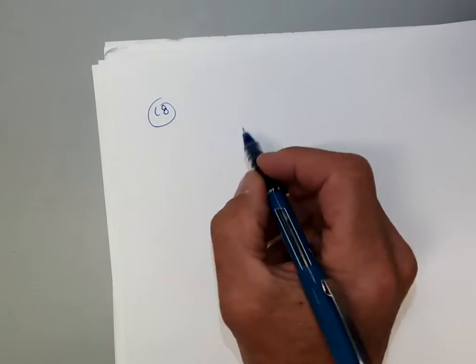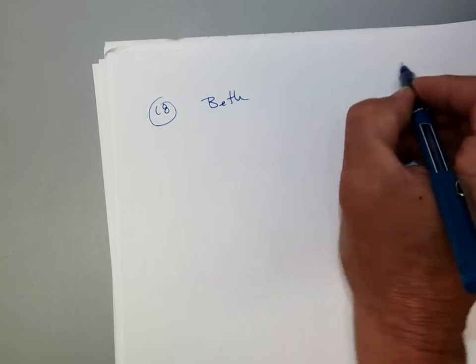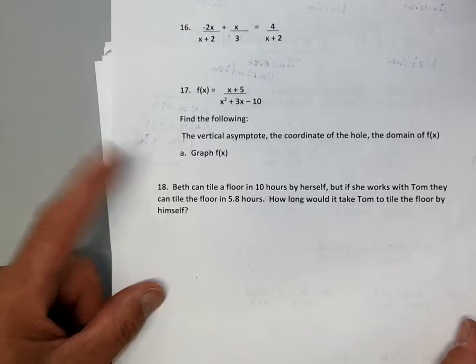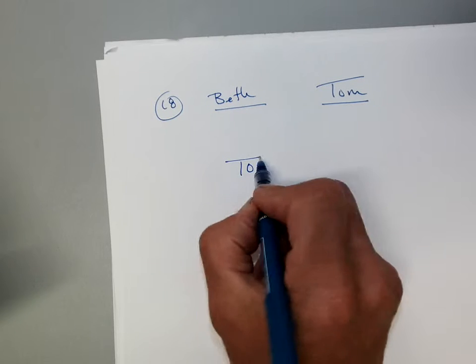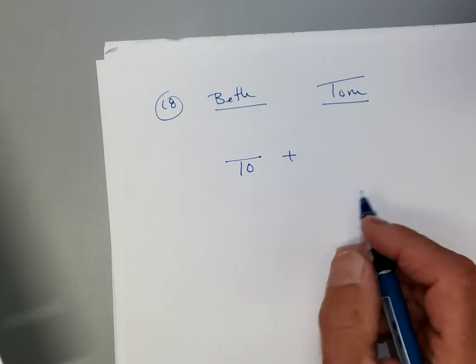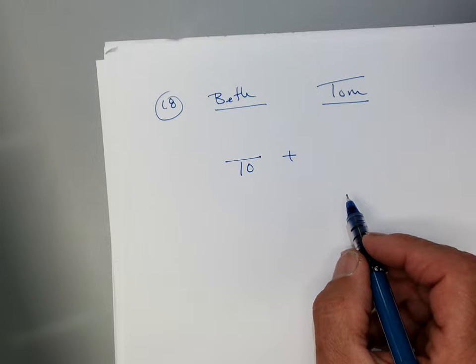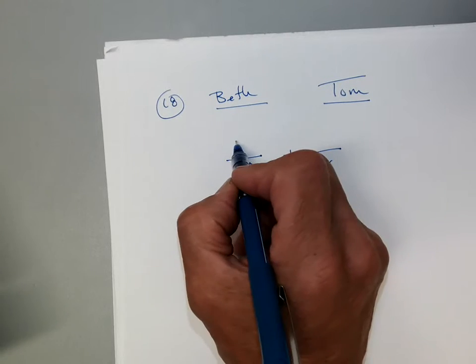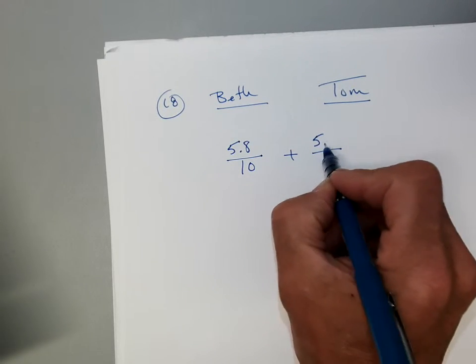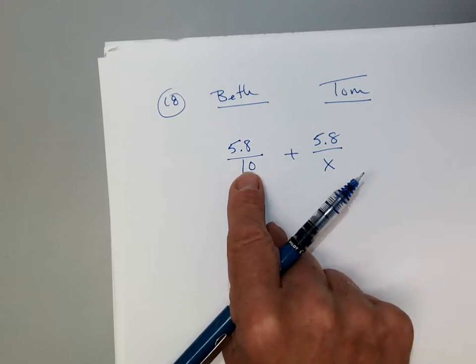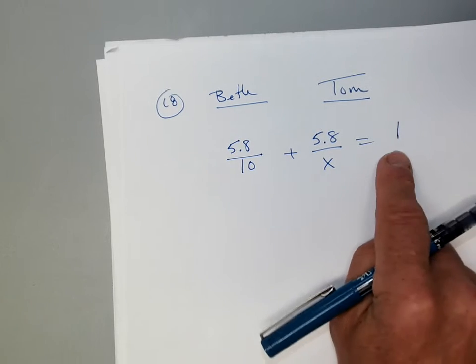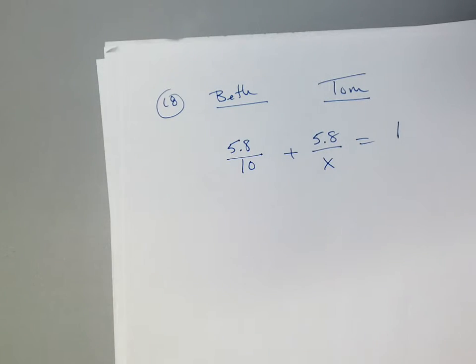All right, so I've got Beth and I've got Tom. Beth can do the job in 10 hours. But if she works with Tom, they don't know how long Tom can do it. Together, it takes them 5.8 hours. If I add their work, it's 5.8 hours to get the one job done. Always one. Now, let's solve it.